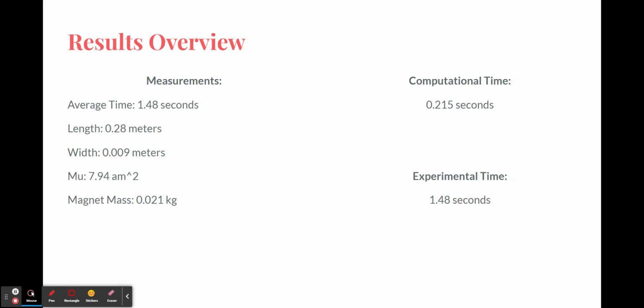Now this is the main result overview. We've calculated the measurements of the aluminum tube, the length, the width, the mu from the previous lab 3, and the magnet mass we calculated as well. We found an average time from 5 key trials of the magnet dropping through the tube, and we compare that to the computational time that we will find from the GlowScript code that we will discuss later.